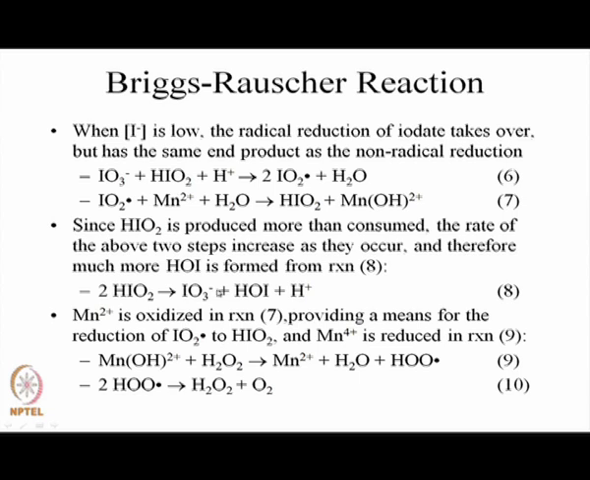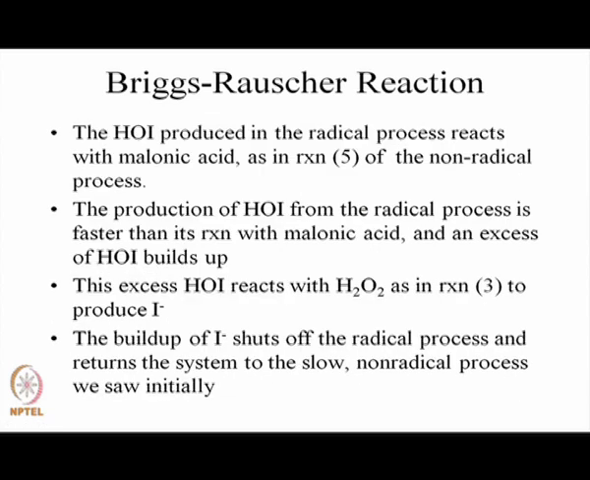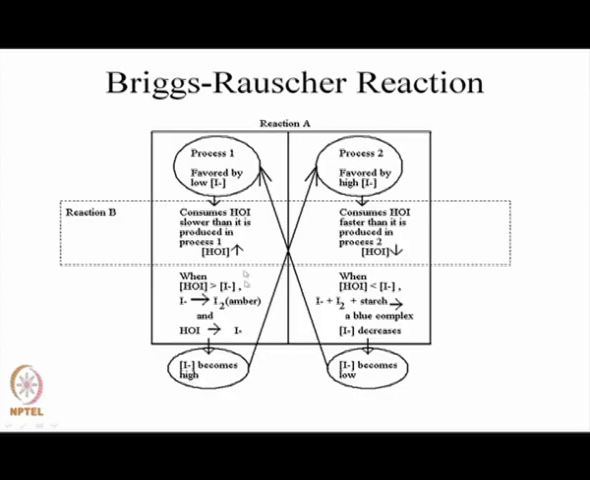Okay. Next, we have tried to explain why the color is shifting from one to another, and it depends on the concentration of I minus. When the concentration of I minus is low, then the amber color is produced. When the concentration is high, then the blue color is produced. So, with this diagram we have been able to explain it nicely.